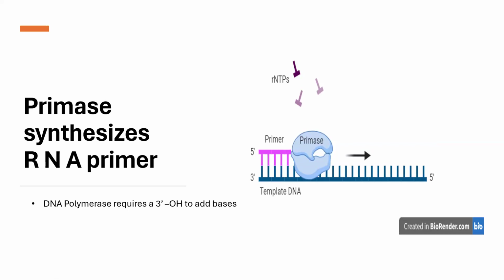Now remember, the first bases have to be added using primase. They add a primer, right? And so that primer is going to leave a 3' OH available for DNA polymerase to add bases to. The primase does not require a 3' OH to begin, but DNA polymerase does.